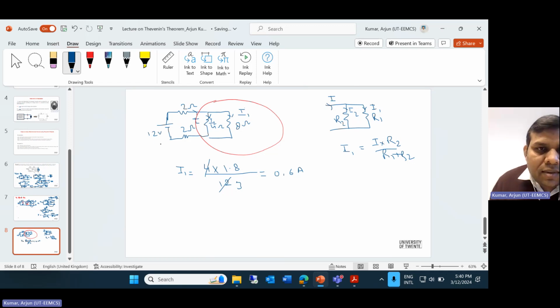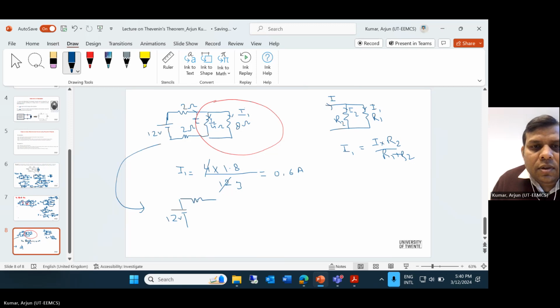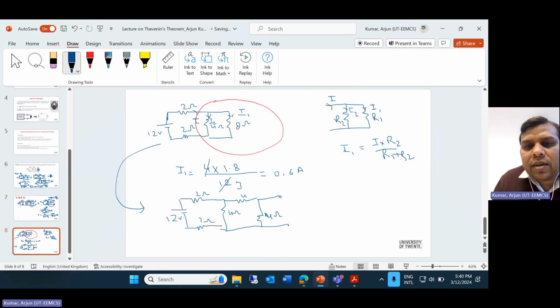So you can again write this circuit like this. The previous one, there is your 12 volt, 2 ohm, this is 2 ohm, this is 4 ohm, and this is 4 ohm and this is 4 ohm. Okay, and now this is the terminal A and B.